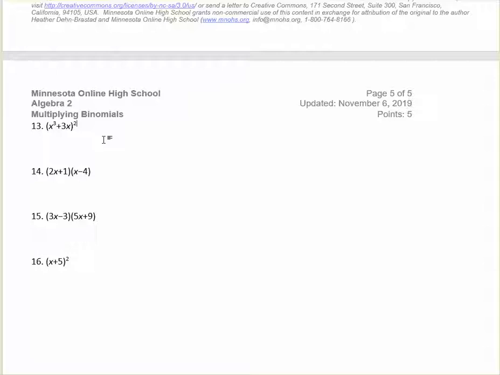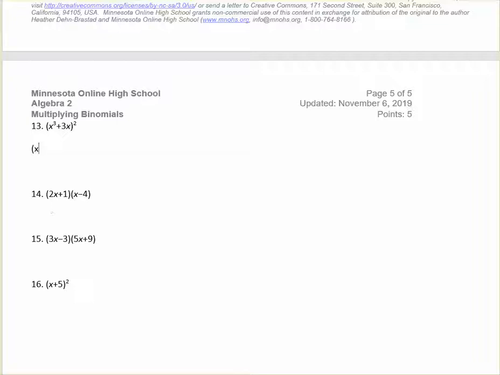And number 13, we're not going to solve all of this, but I want to show you. This must be stuck in exponent mode here. Let me fix that. So we have here x to the third power, we usually say x cubed for that, plus 3x, and then it's squared. If it's squared, it just means write another one of these, and then go ahead and FOIL from there.